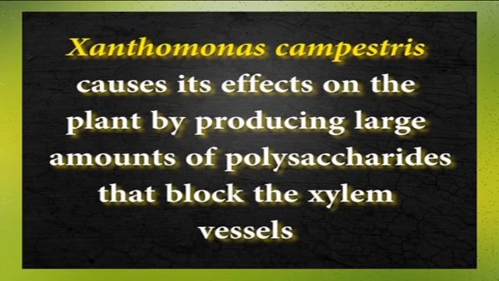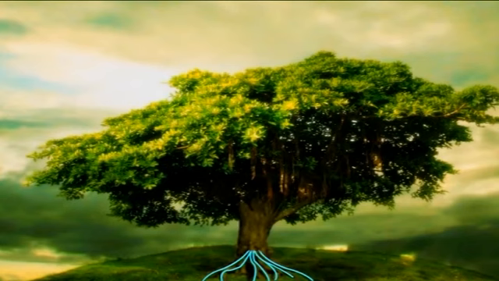Xanthomonas campestris causes its effects on the plant by producing large amounts of polysaccharides that block the xylem vessels that carry water through the plant. So much is produced that the bacteria is actually grown in culture to obtain these polysaccharides, better known as xanthan gum, a thickener used in the food industry.